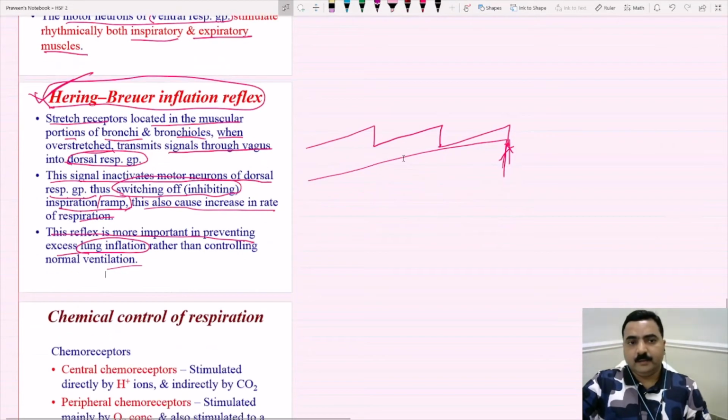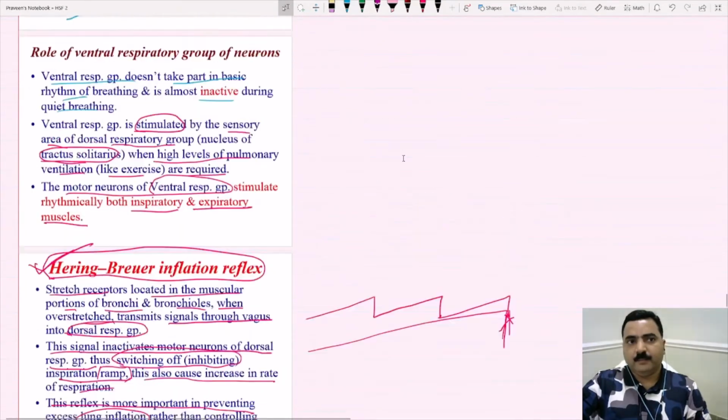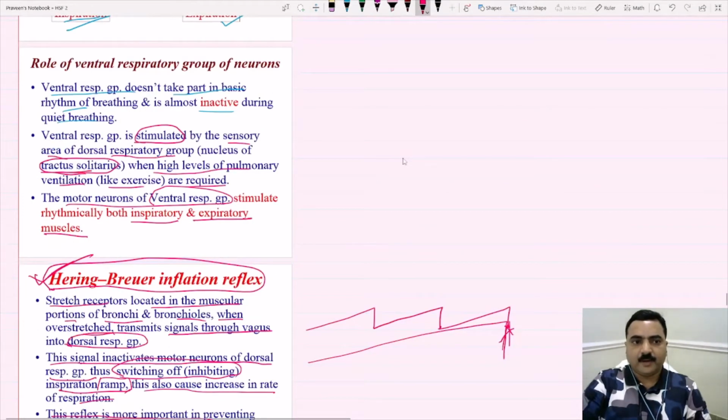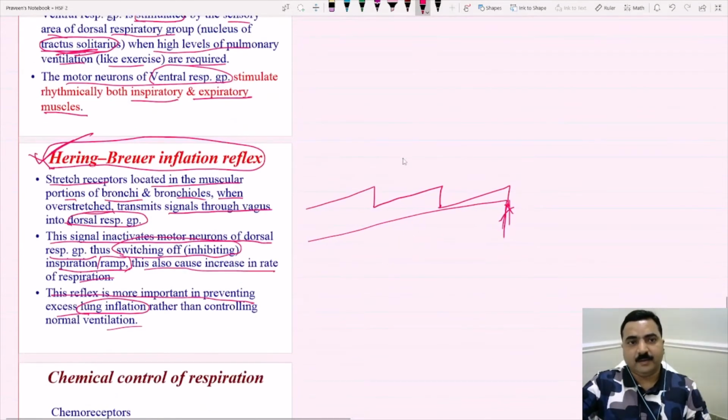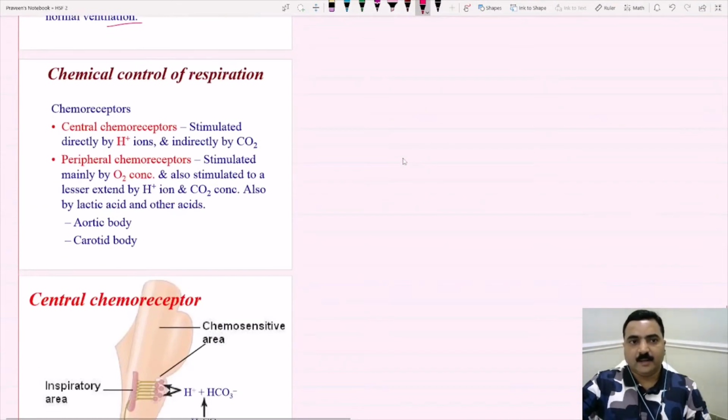So we have seen you need the impulses going to the nucleus of tractus solitarius. That's the sensory part. So let's see how we get this information to the nucleus of tractus solitarius. That requires the chemical control. You get the information from the chemoreceptors located in two parts: one is central and the other is peripheral.